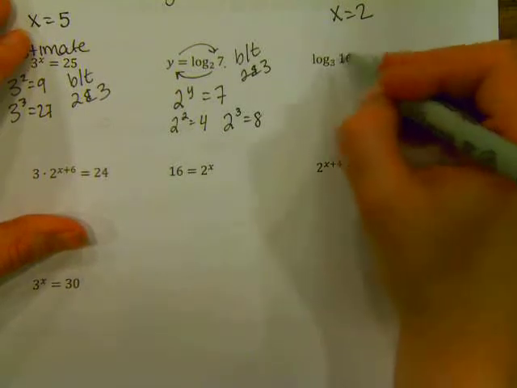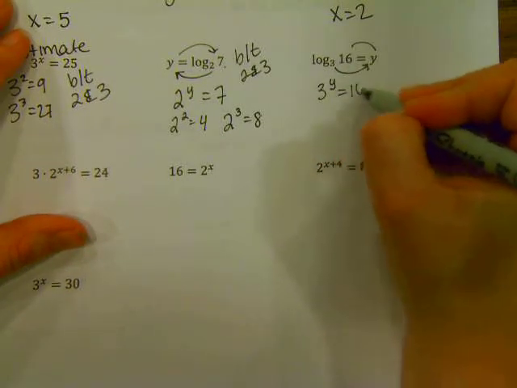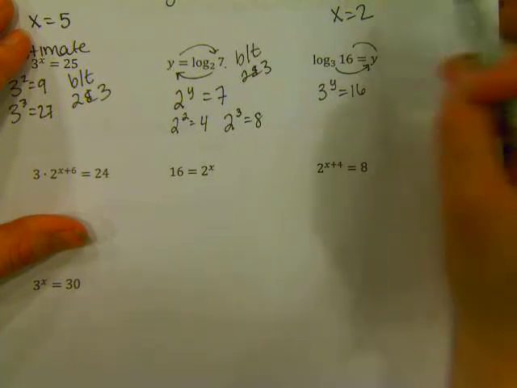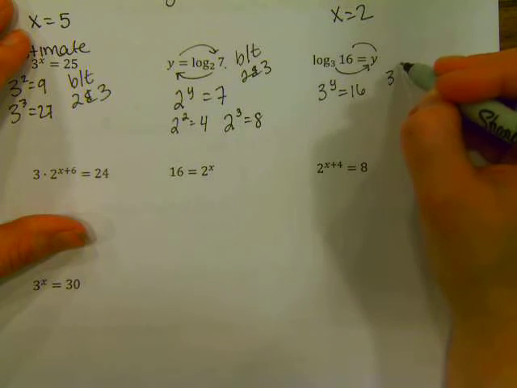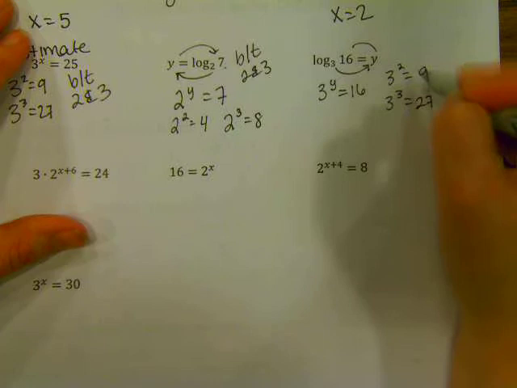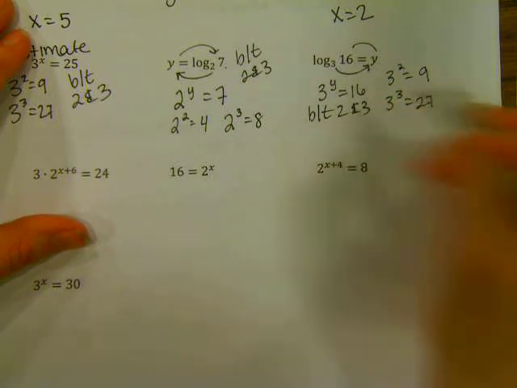Same concept, log form, I'm going to do a loop. 3 to what power makes 16? This does not exist, so it's going to be an estimate problem. So 3 to the second power is 9, 3 to the third power is 27. So you can see 16 is between those, so it's going to be between 2 and 3.